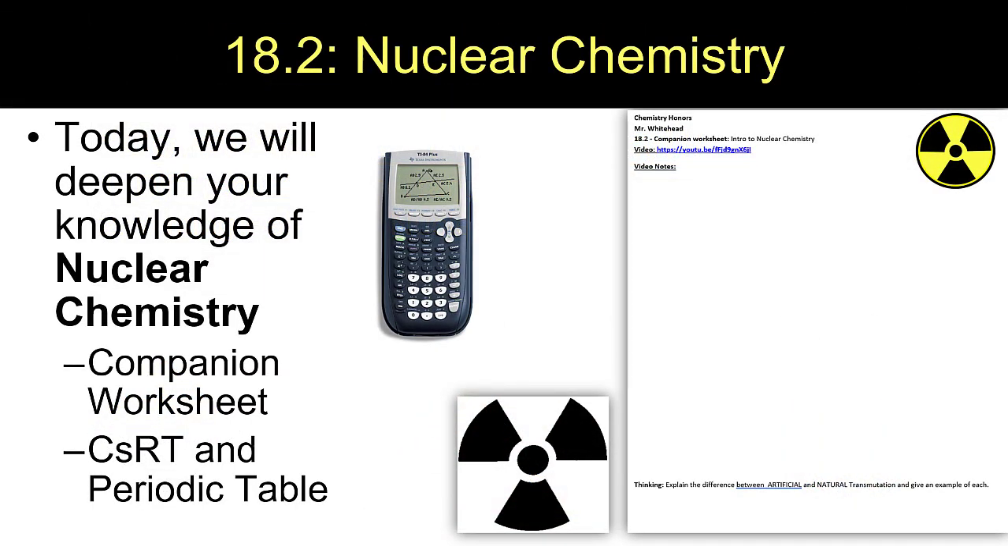If you haven't already done so, make sure that you have printed out and have handy your companion worksheet, and you're also going to need your CSERT and periodic table. So without any further ado, let's get cooking.